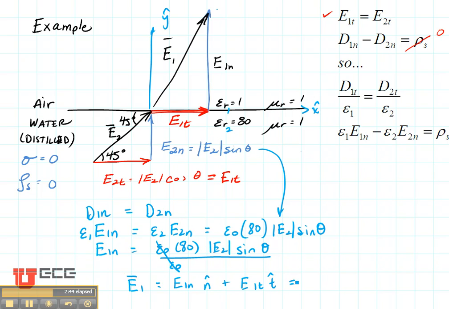So E1t is in the x direction, and that's going to be the E1t I'll put right here. That is going to be the original magnitude of E2 times the cosine of theta, which is 45 degrees. E1n is in the y direction, so it's plus y hat, magnitude of E2 times 80 times the sine of 45 degrees. So there is our electric field in region number 1.